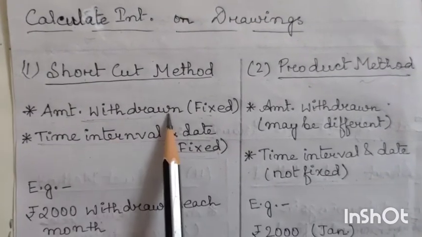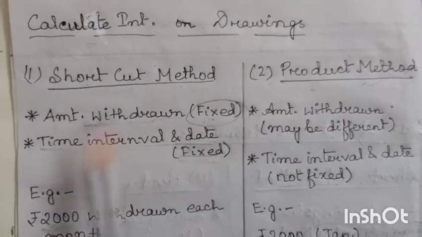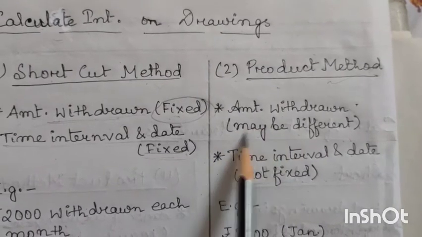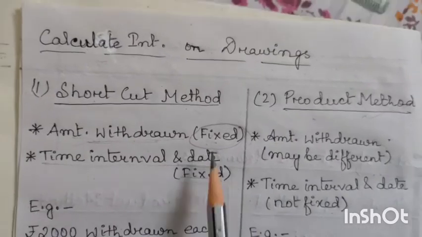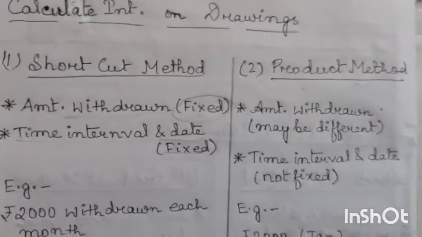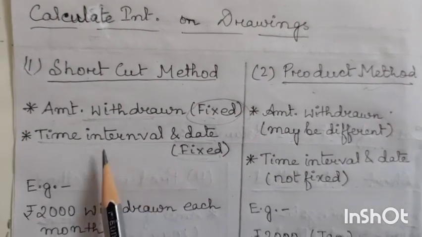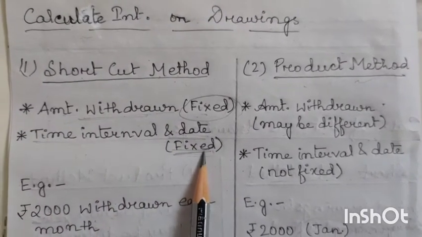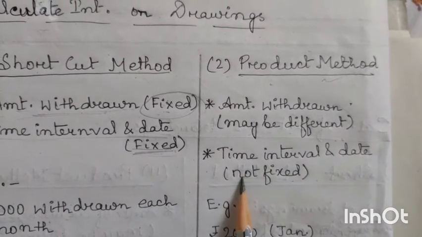We use the shortcut method when the amount of drawings, or the amount withdrawn, is fixed. And we use the product method when the amount withdrawn may be different. Means in case of the shortcut method, whenever you withdraw money, you will be withdrawing the same amount every time. But in case of the product method, the amounts may be different. Time interval and date in case of the shortcut method are fixed, and under the product method, time interval and date are not fixed.